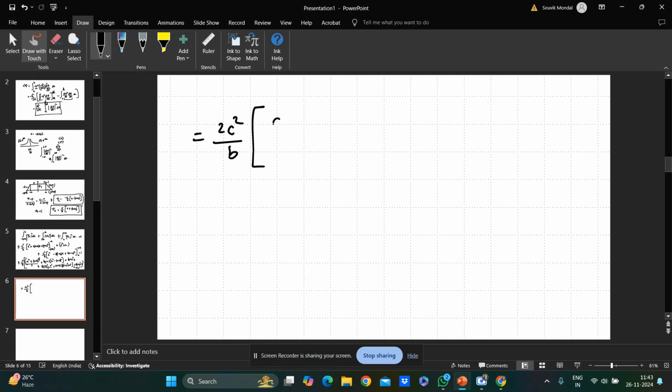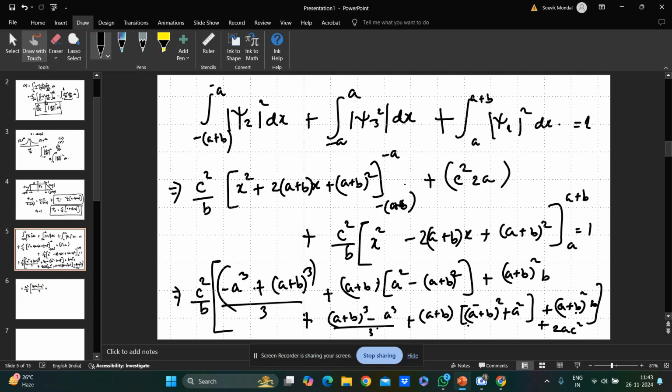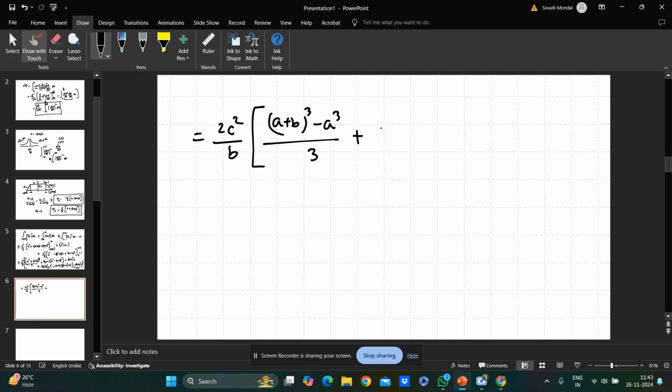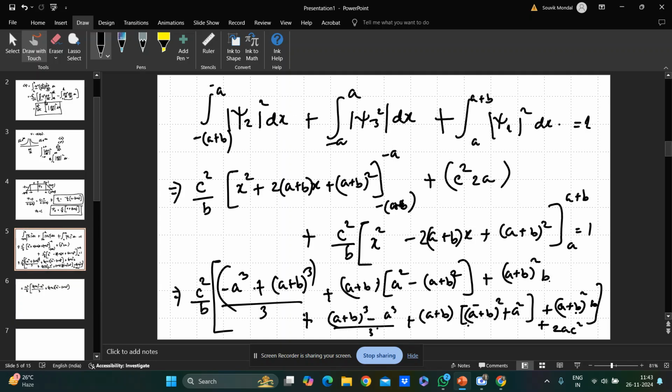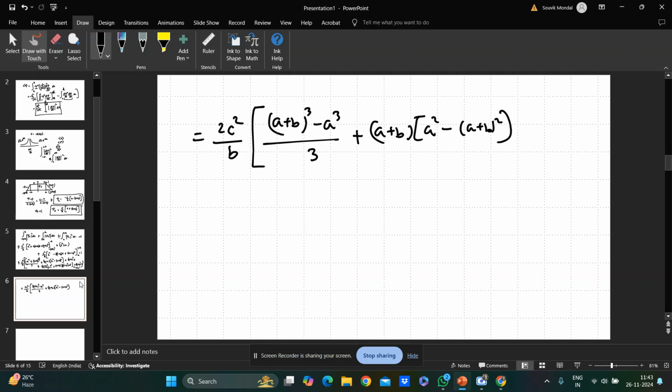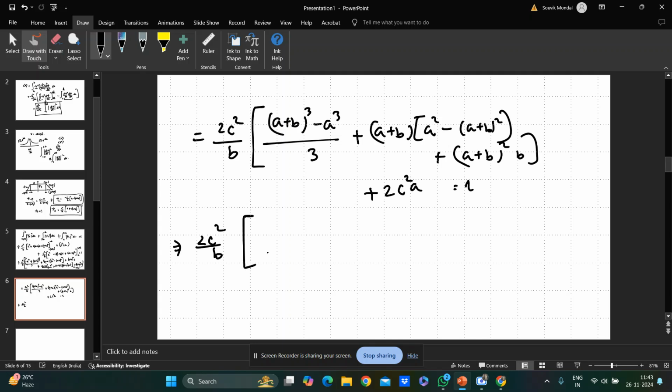Okay. So this is a plus b whole cube minus a cube divided by 3 plus a plus b into a square minus a plus b whole square, plus a plus b whole square into b, plus 2c squared a is equal to 1. Okay, so let's do further simplification.